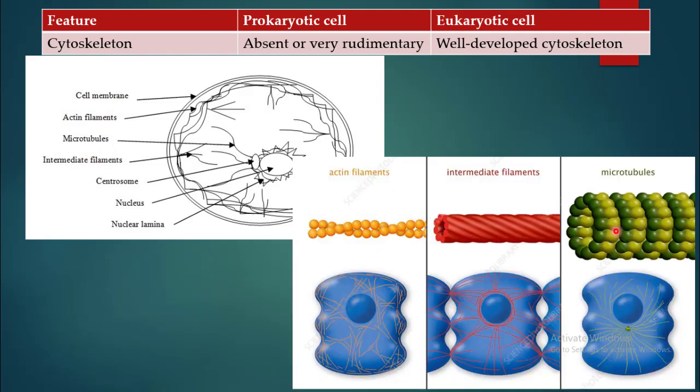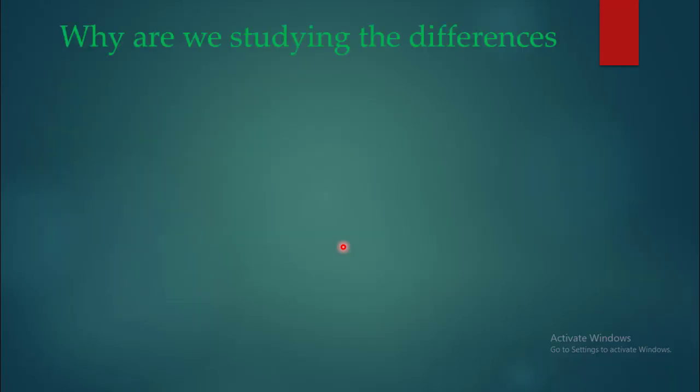This one is a better image of the microtubules, the intermediate filaments and the actin filaments, and collectively these three types of proteins make up the eukaryotic cytoskeleton. So the cytoskeleton is very prominent in the eukaryotic cell, while it is very weak, or you can say actually absent, in the prokaryotic cell.